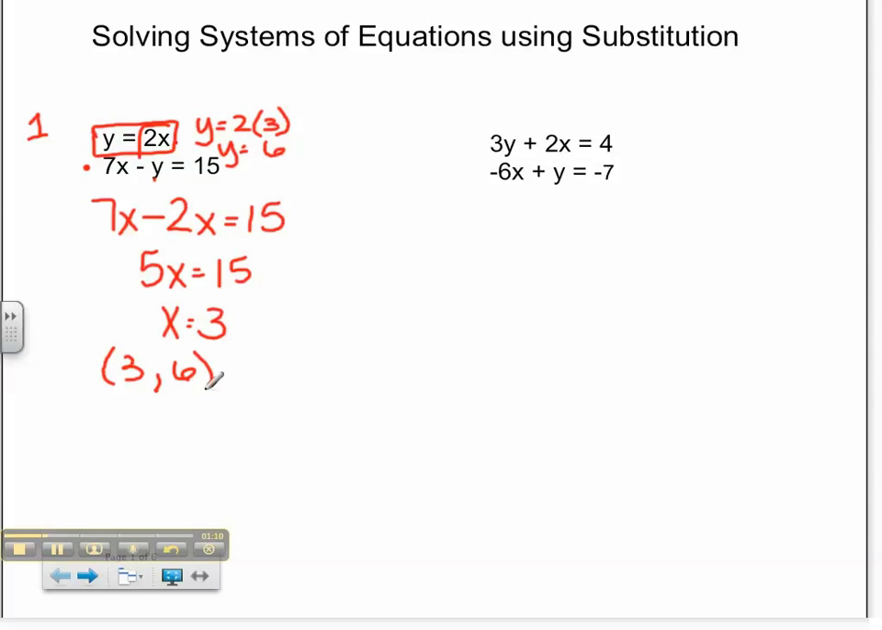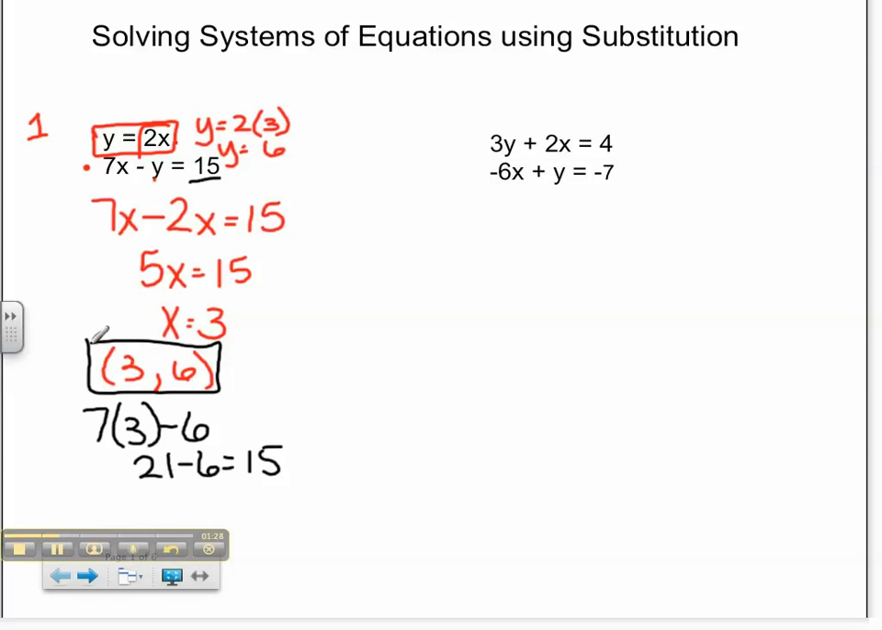However, we know that all good students would check their work, and therefore I will check my solution in my second equation. 7 times 3 minus 6. 7 times 3 is 21. 21 minus 6 equals 15. Since that's what I was trying to get to, I will leave that as my solution. Therefore, (3, 6) is my solution.